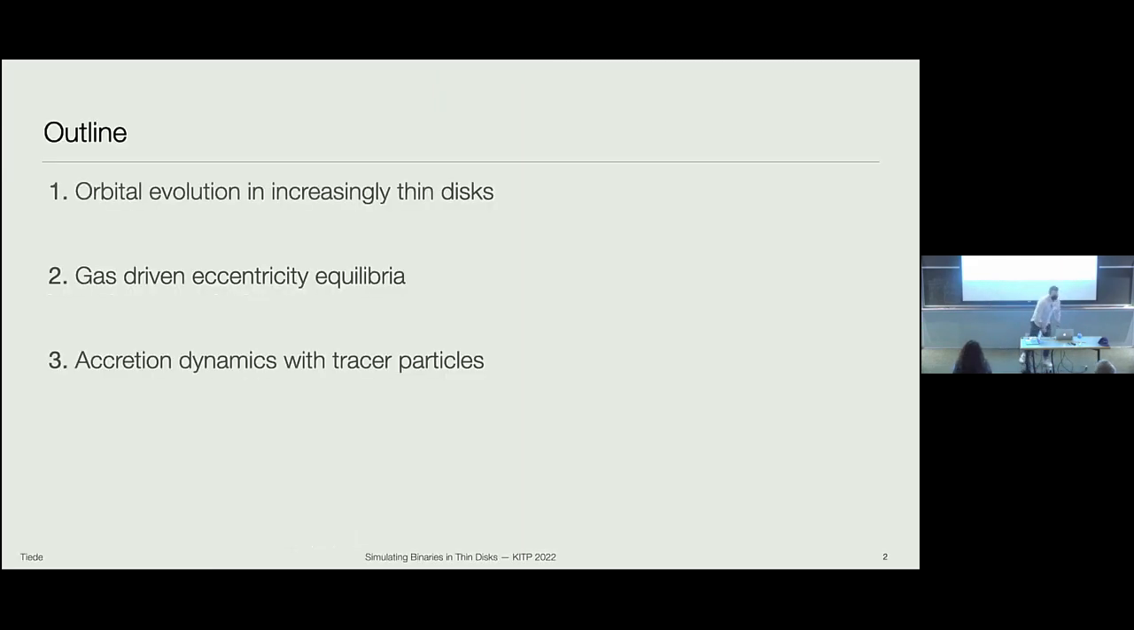So just as a brief outline, I'll talk about some of this work that we mentioned earlier, where we found changes in orbital evolution as we go to thinner and thinner disks for these binaries. And then I'll talk a little bit about some results from our group on this eccentricity driving from gas disks. And then I'll finish with some dynamics of accretion using tracer particles.